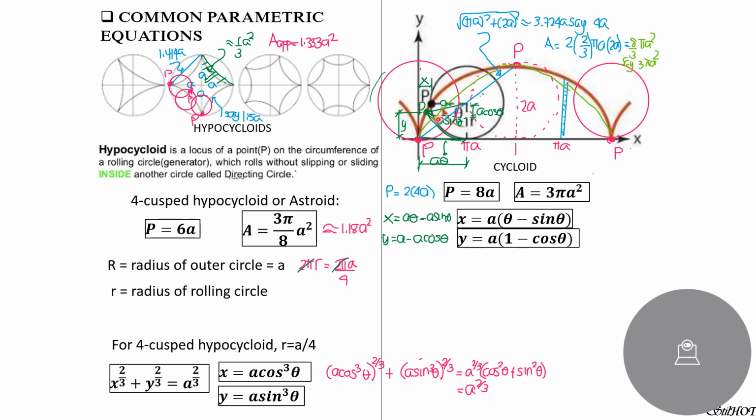Likewise, for the area, the green one is the parabola. So the area of the parabola is 2/3 base times height, and we take 2 times the area of this parabola. Where the base, so 2 times 2 because of the other half.